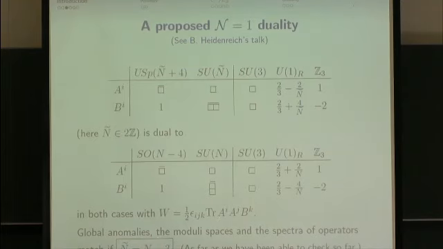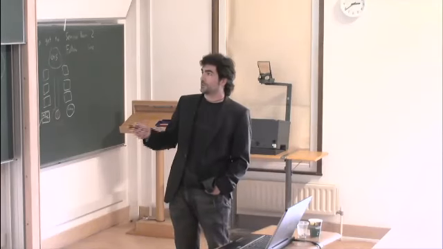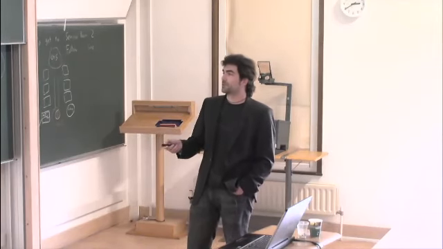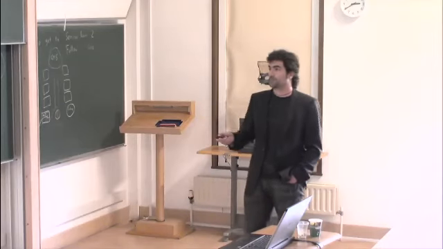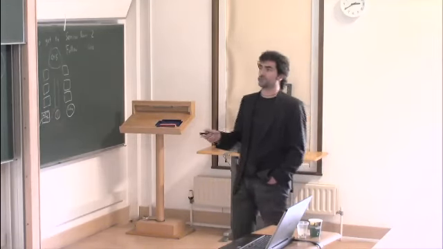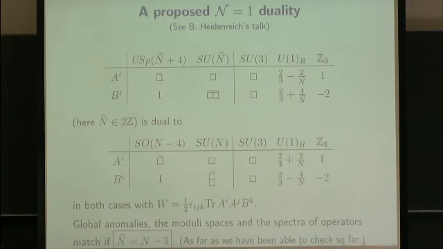And something that's rather mysterious, at this level at least, is that in order for these 2 theories to match, you actually have to relate N twiddle and N by N twiddle equals N minus 3. You can do the classical checks, and we checked in various quite involved situations that global anomalies, the moduli spaces, and the spectrum of operators match if you take this relation. So everything seems to work very well.